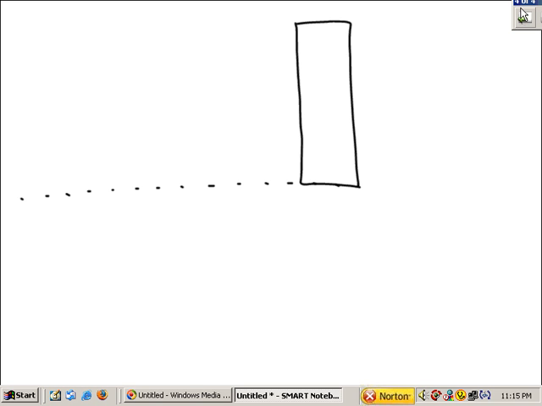Or possibly you happen to know this information. Suppose here is the building, and here's the ground. Somebody tells you that this point right here is 100 feet from the building. That is, this distance is exactly 100 feet.